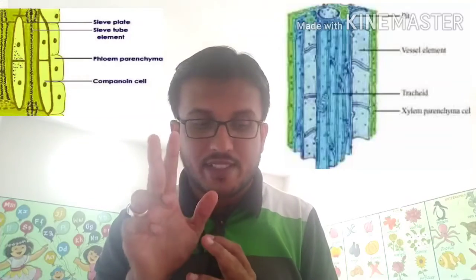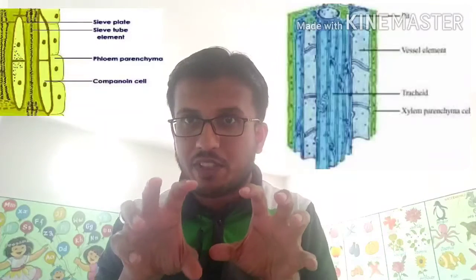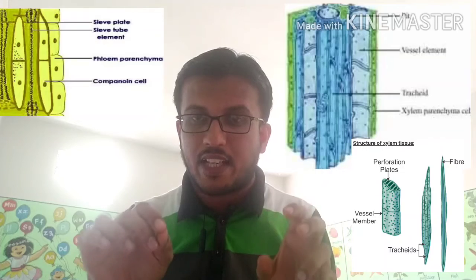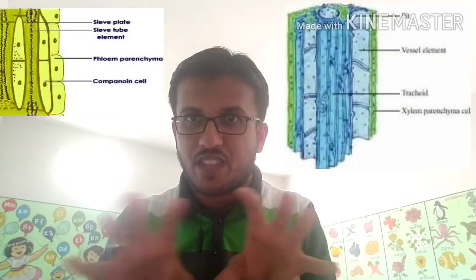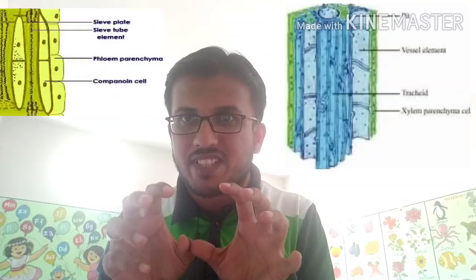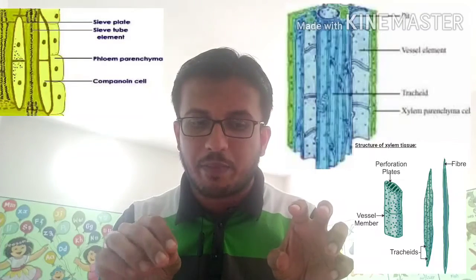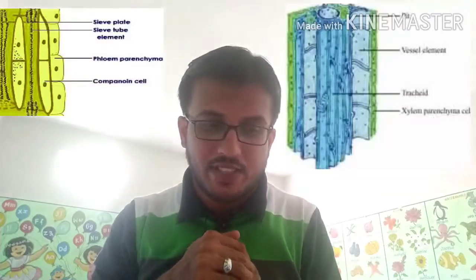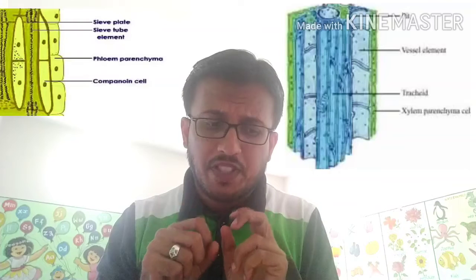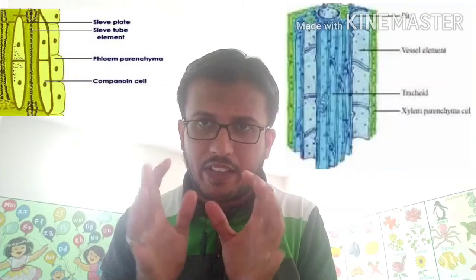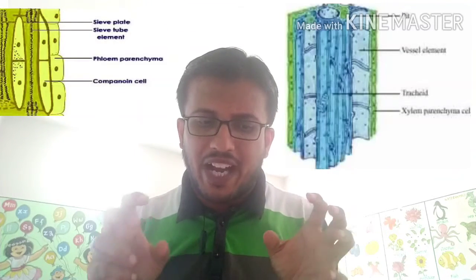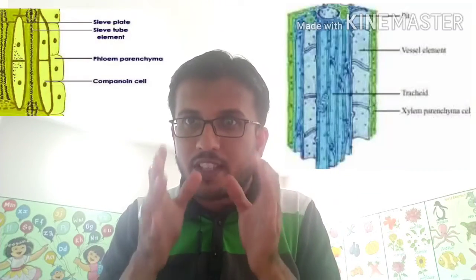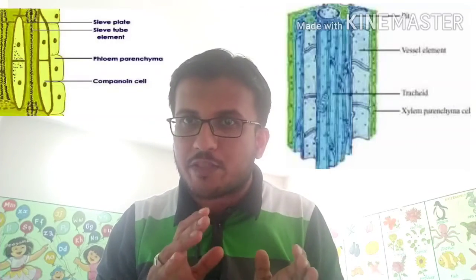First, we are going to learn about the xylem tissue. The xylem consists of tracheids, vessels, xylem parenchyma and xylem fibers. These are the important components present in the xylem tissue. Once again I will repeat: tracheids, vessels, xylem parenchyma and xylem fibers. These have thick walls. Many of them are dead cells.